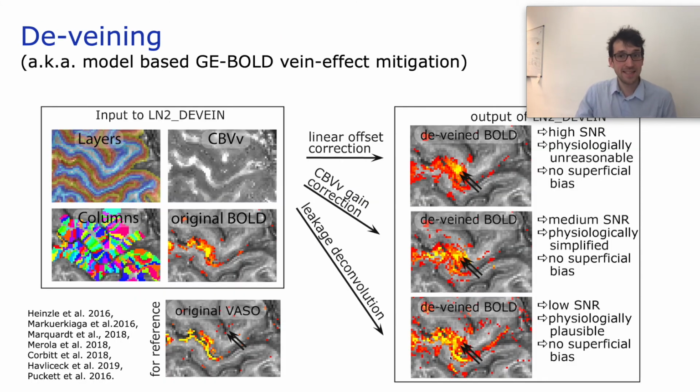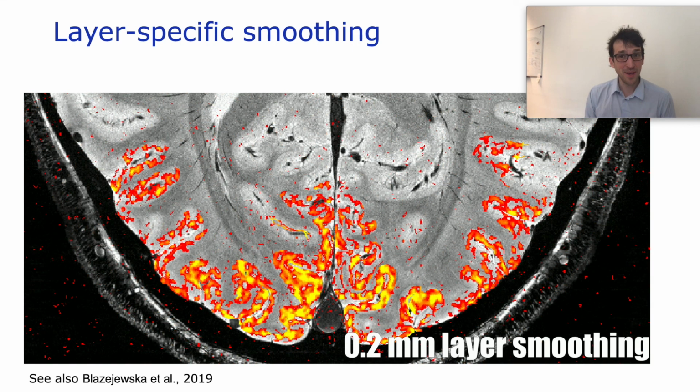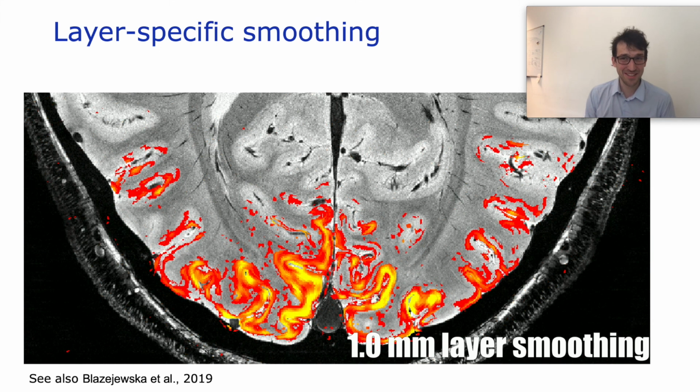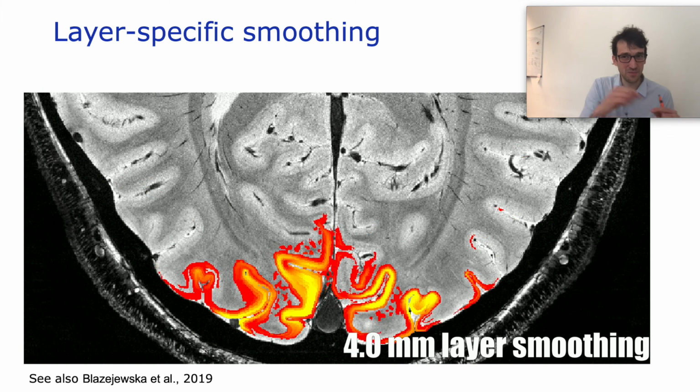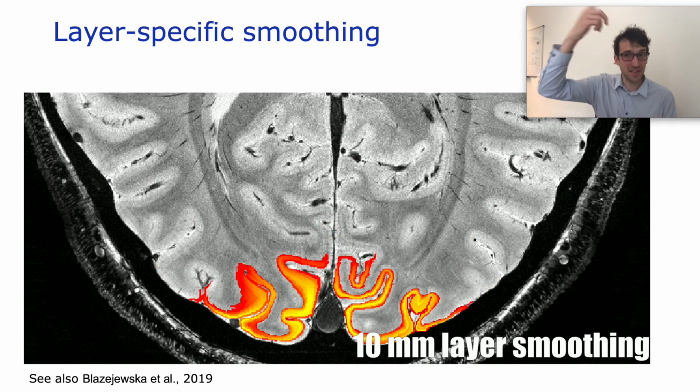LayNii also contains deveining tools using model-based approaches to minimize draining vein effects of gradient echo bold data, using previously published formalisms to convert the superficial bias in gradient echo bold to make it look more like non-bold contrasts. In cases where you can assume that neighboring voxels and neighboring columns have very similar layer activity, layer-specific smoothing without signal leakage across layers can be very helpful to deal with the noise level of individual runs.